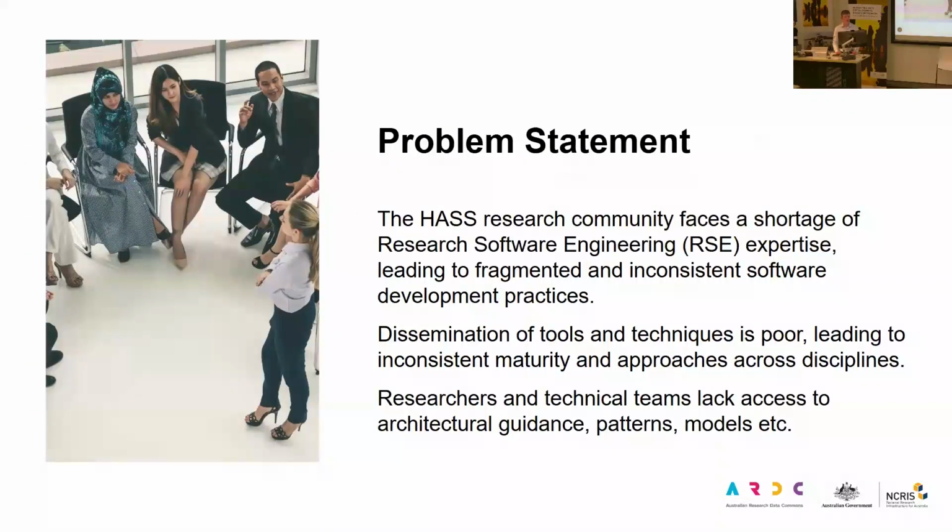The HASS research community faces a significant challenge, which is a shortage of research software engineering expertise, leading to fragmented and inconsistent software development in the sector. And while there's been excellent progress made by individuals, the tools and techniques they've developed are not widely shared, resulting in uneven maturity and varied approaches across disciplines and research efforts. Researchers and technical teams often lack access to architectural guidance, roadmaps, and recommended patterns or models to support their work. This gap makes it harder to build sustainable, interoperable, and impactful digital research infrastructure.